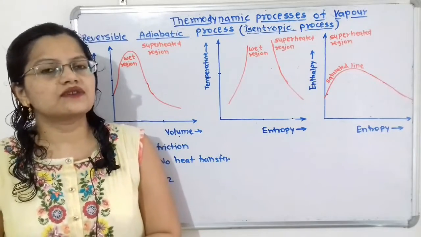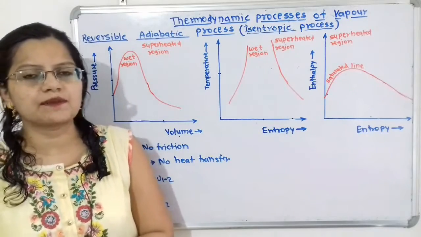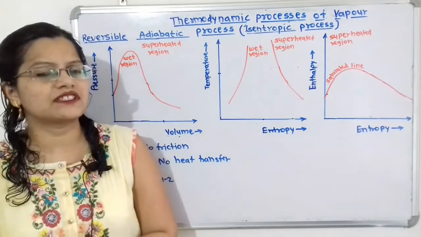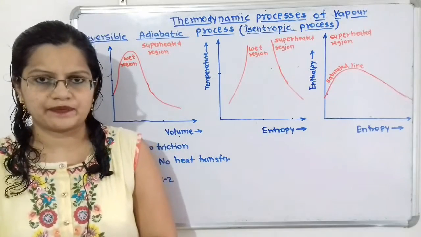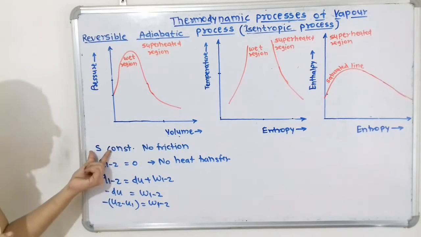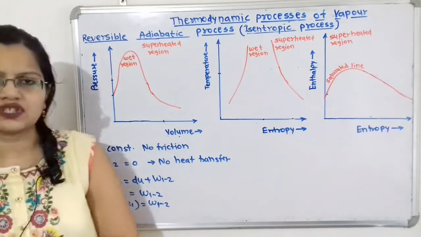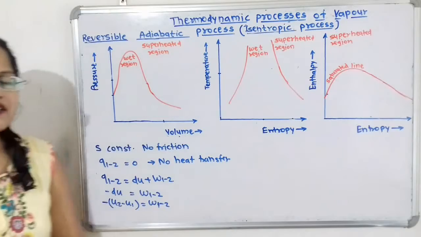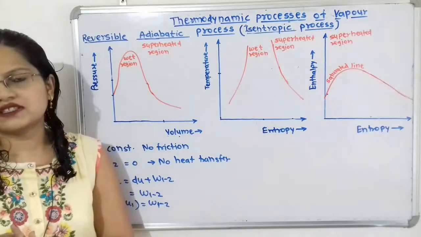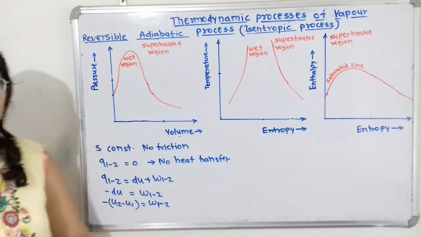When there is no friction in the process, this process is known as the reversible adiabatic process. When the friction is involved in the process, then that process is irreversible adiabatic process. Now we can say that in the isentropic process entropy remains constant, and for reversible adiabatic process there is no friction taking place. Now the heat transfer during the process 1 to 2. So 1 is the initial condition of steam and 2 is the final condition of steam. So heat transfer, that is Q12, is equal to 0.